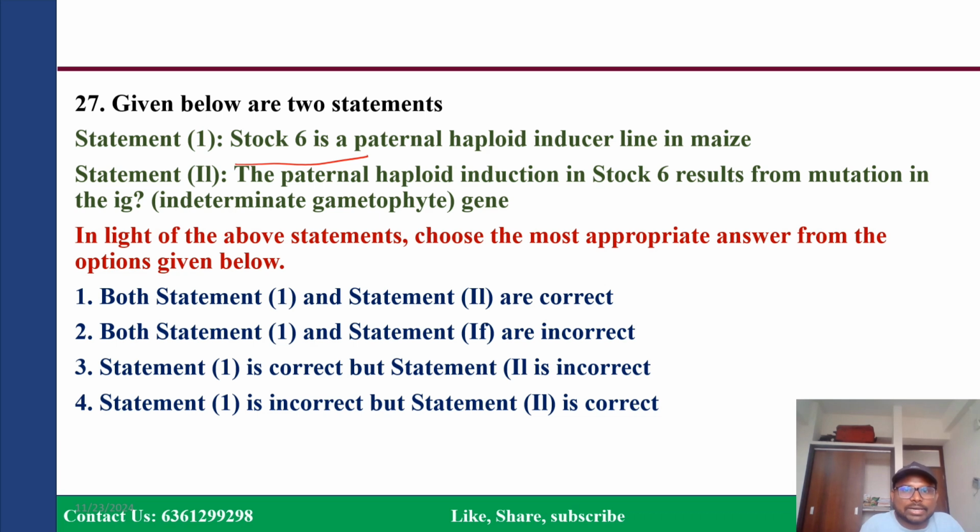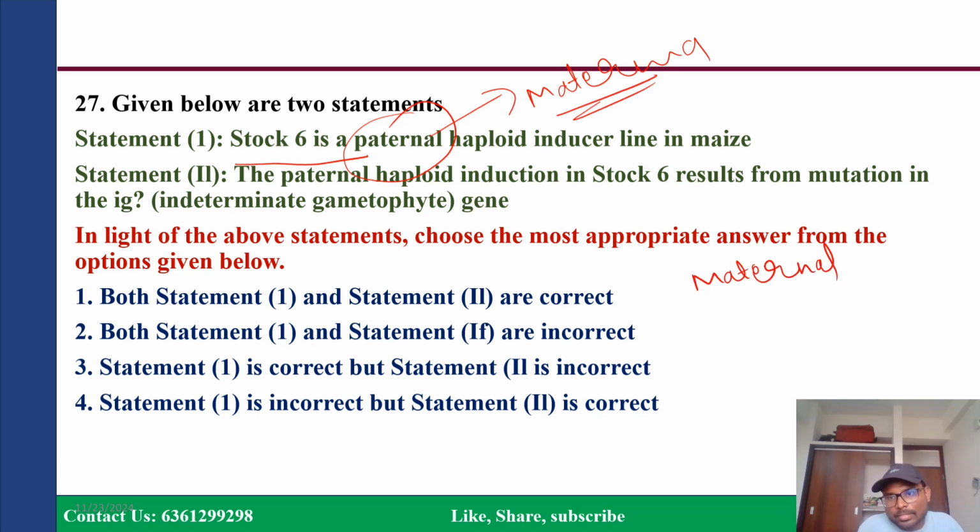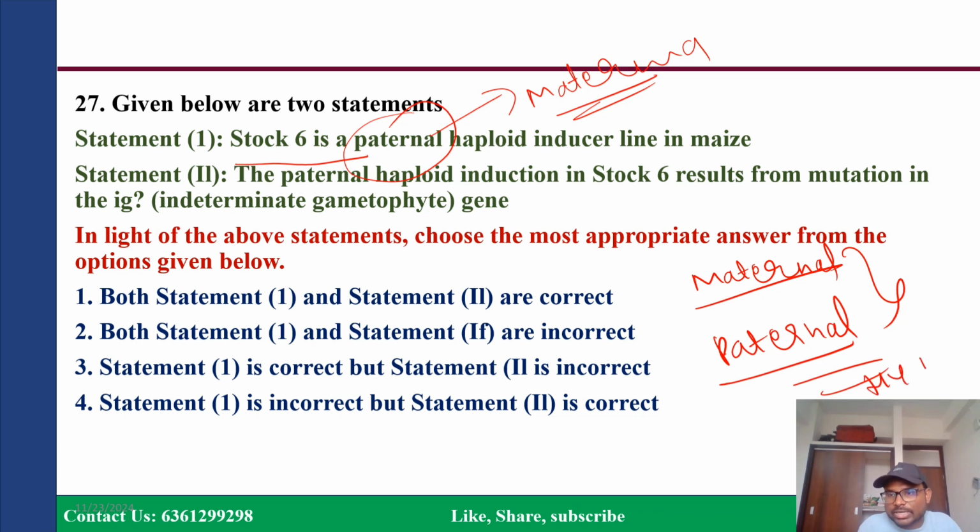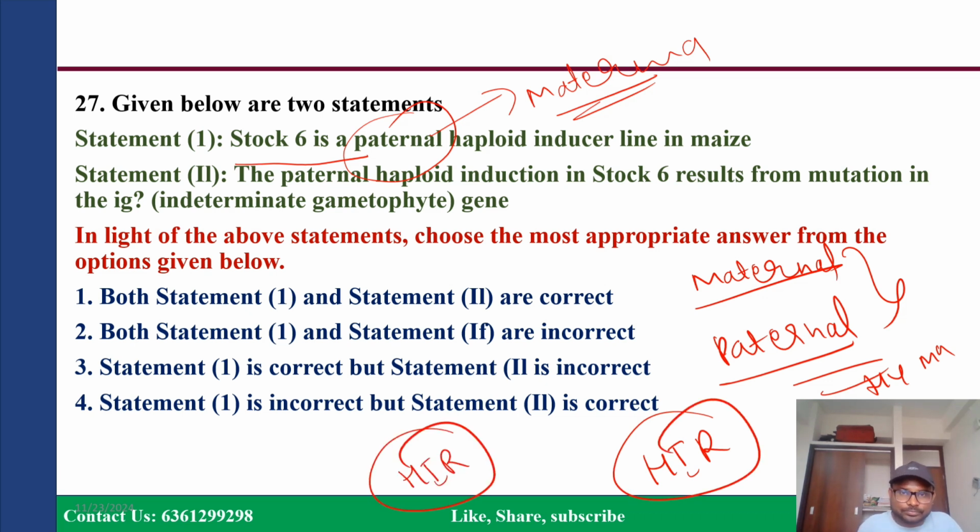And is stock 6 paternal? No, it's maternal. What is maternal haploid? What is paternal haploid? Why is it used in hybrid breeding in maize? What are haploid inducer lines? What is haploid induction rate? You should know these things. For example, stock 6 is an important haploid inducer line. It's a maternal haploid.